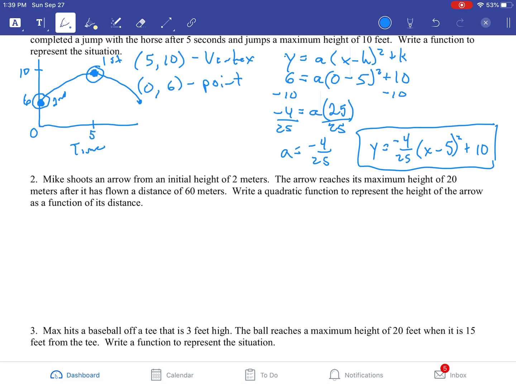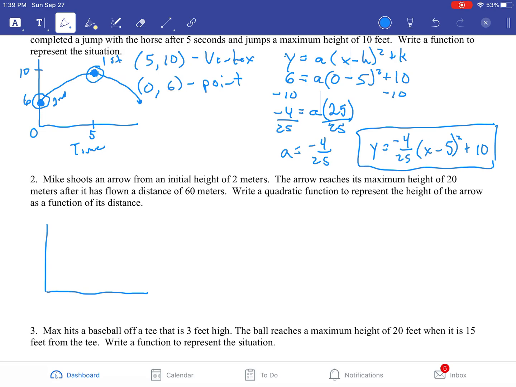Mike is shooting an arrow from an initial height of 2 meters. The arrow reaches its maximum height of 20 meters after it has flown a distance of 60 meters. So write a quadratic function to represent the height of the arrow as a function of its distance. Okay, so again, let's make a little coordinate plane here.